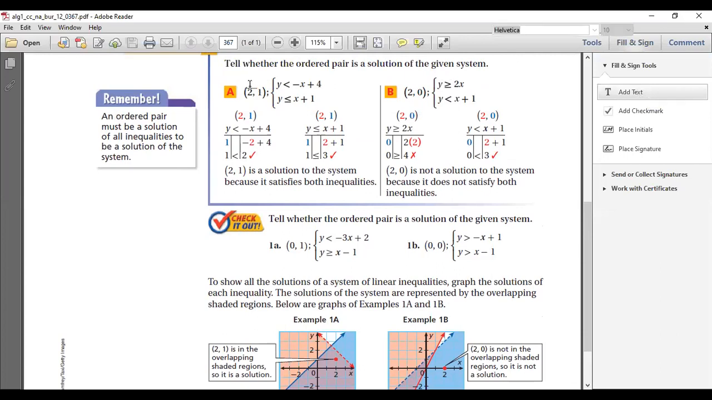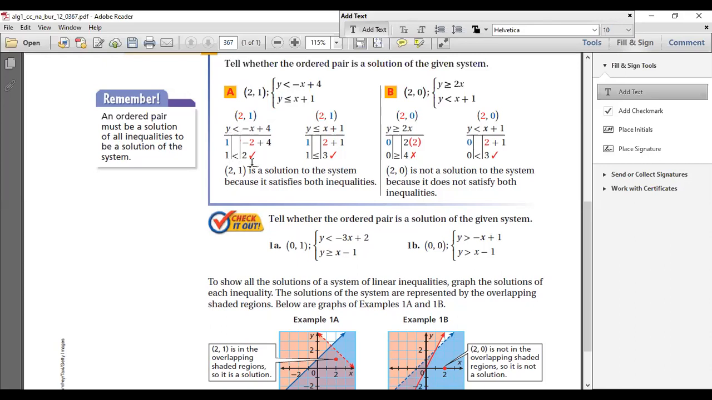So as usual, the value of x is this and the value of y is given to be 1. So x is 2, y is 1. So first let's check with the first inequality. That's y is less than negative x plus 4. So y is 1, so we put 1 here. x is 2, so that's negative 2, because in the inequality there is a negative. So negative 2 plus 4 will give you a 2. So 1 is less than 2, which means the ordered pair for this inequality is correct.